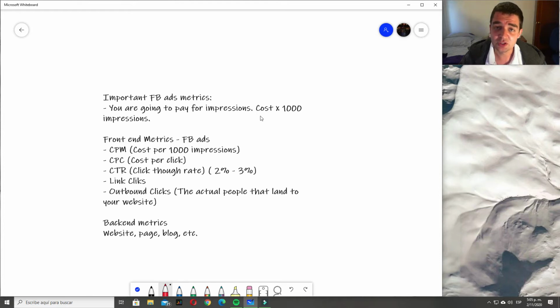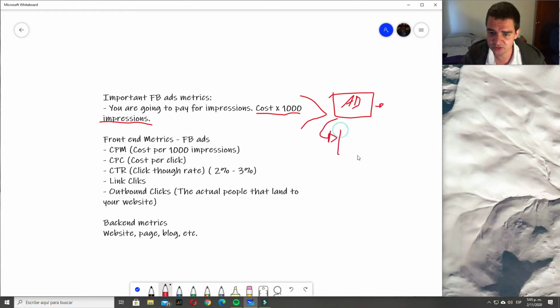Now, the first thing you need to understand is that you are always going to pay for 1,000 impressions. What that means is that each time Facebook shows your ad to someone, that's called an impression. If it shows it again to the same person, that's called another impression. So each time Facebook shows your ad 1,000 times, it's going to charge you an amount.